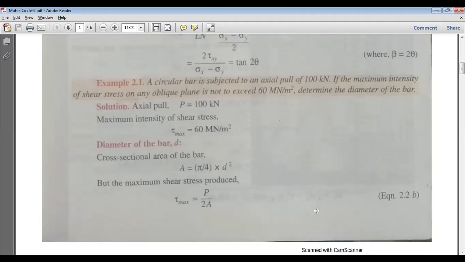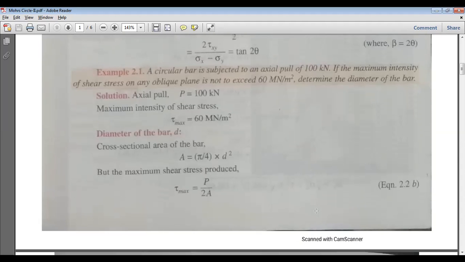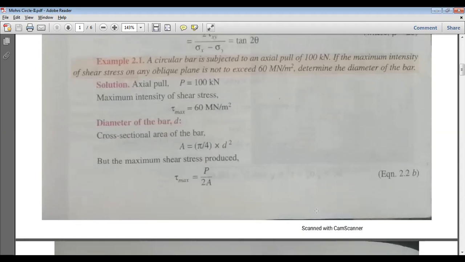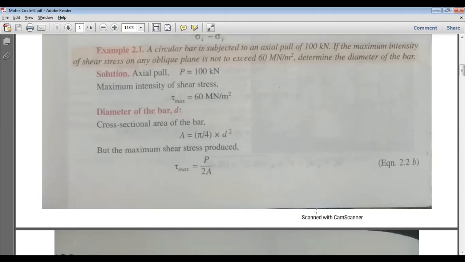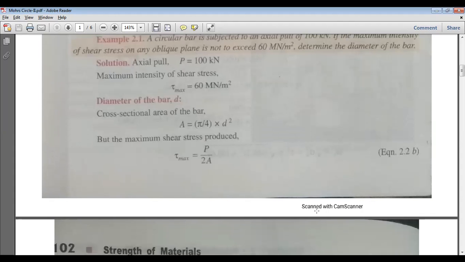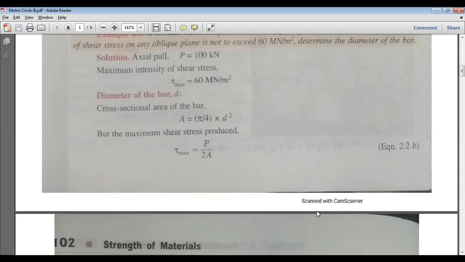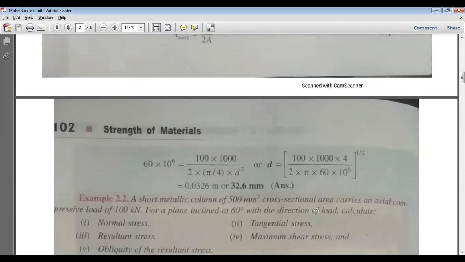We know that area is pi by 4 into d square. The cross-sectional area is not known to us. Diameter is being asked, so we will be finding area as pi by 4 into d square. We know the maximum shear stress is axial pull divided by twice the area. So this is the maximum shear stress tau max. P we know is 100, and we'll be putting tau max 60 equals P by 2 into pi by 4 d square. This way we'll be finding D.